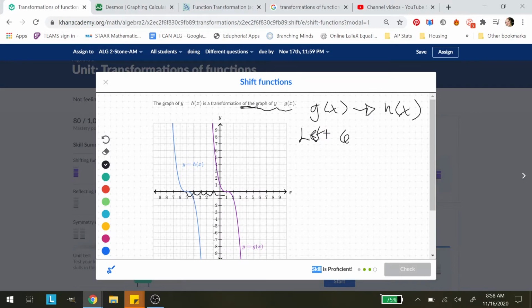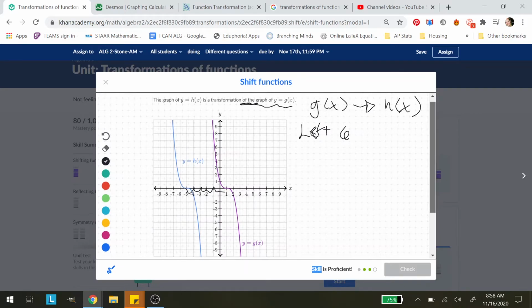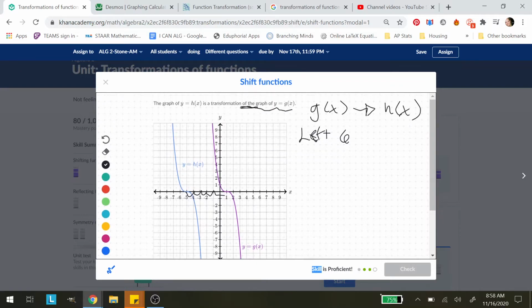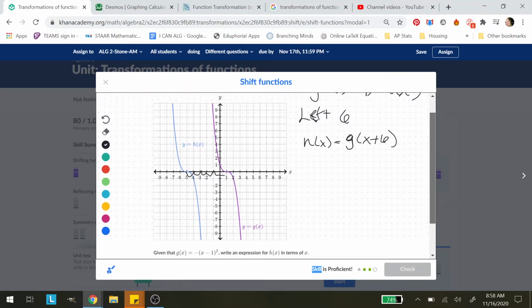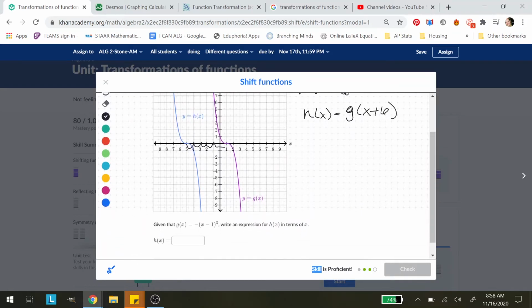So I'm going to take the original g of x equation. So h of x equals g of x plus 6 on the inside. I'm going to try to get that g to be my friend. And that's it. We're going to take this equation right here and plug in plus 6 instead of the x. So let me show you what that would look like.